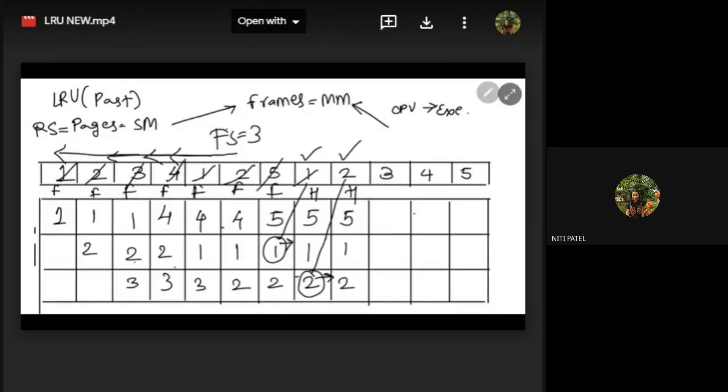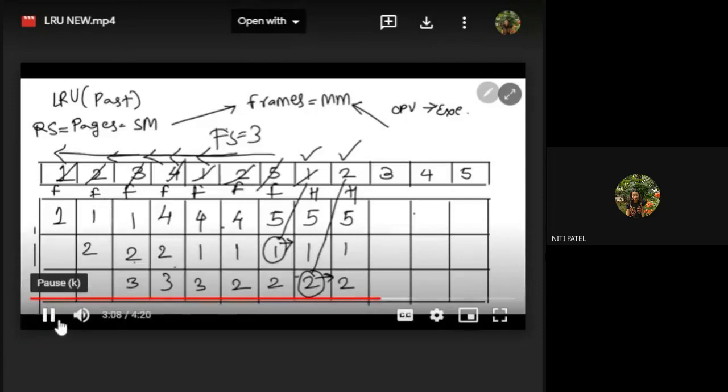I have to go more behind 3 frames, that is from 1, 2 and 5, and replace the page which is least recently used. Did you understand what I did here? Yes, ma'am. Whenever there is a page hit and you want to load the next page, when you go in the past, you don't have to consider the ones which are already page hits. You will go more back in the past and consider the previous 3 frames.